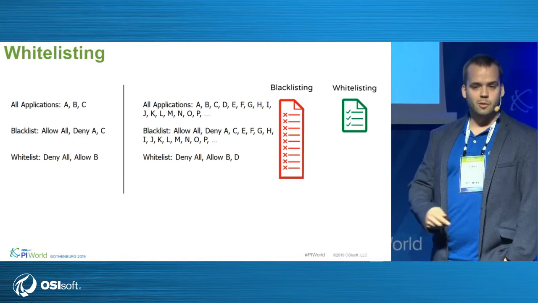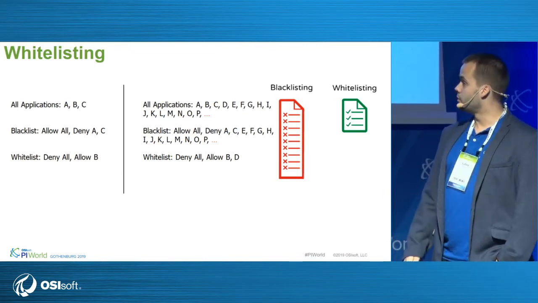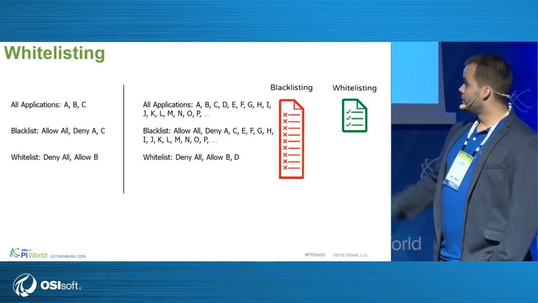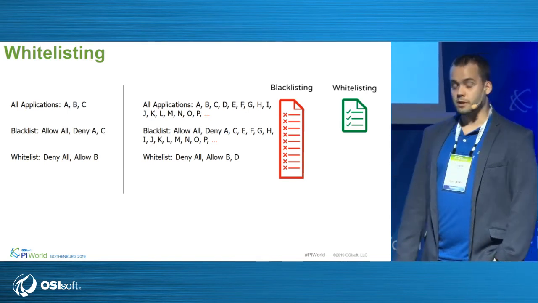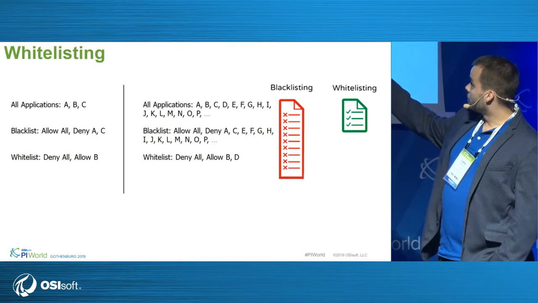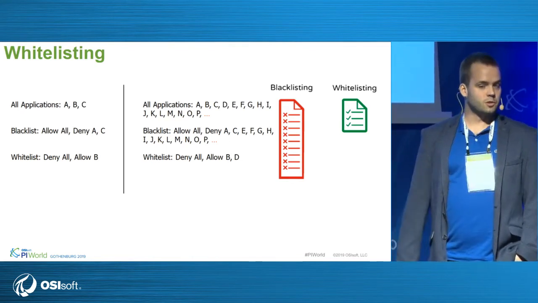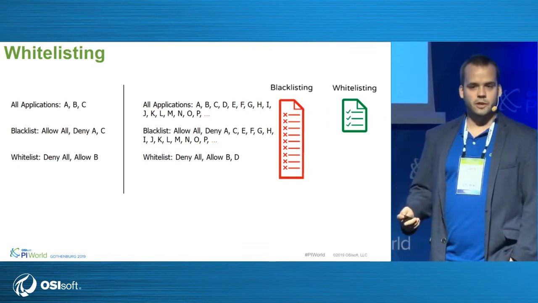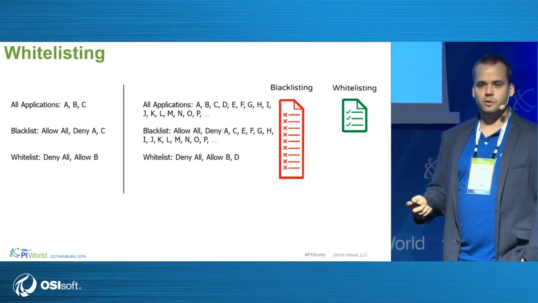By default, no applications are allowed to run, and we have to make an exception for application B. But in this case, it's about the same. It's not a huge difference. But as you can see more on the right side, as the number of applications grows and gets bigger, with blacklisting, you are just playing catch up. You are trying to identify all the bad stuff that could be on your system.